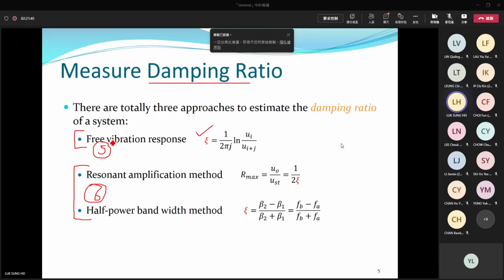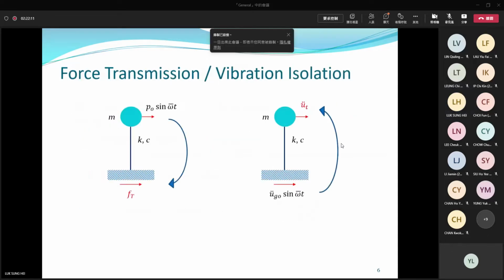For free vibrations, you have to excite the structure, let it undergo free vibrations, measure the displacement history, and then put them into these equations. Method 2 and method 3 are based on harmonic vibrations. So when you use the equation, you have to understand the situation properly, depending on what data you have, whether you are doing the free vibration test or the harmonic vibration test. Don't use the wrong formula.